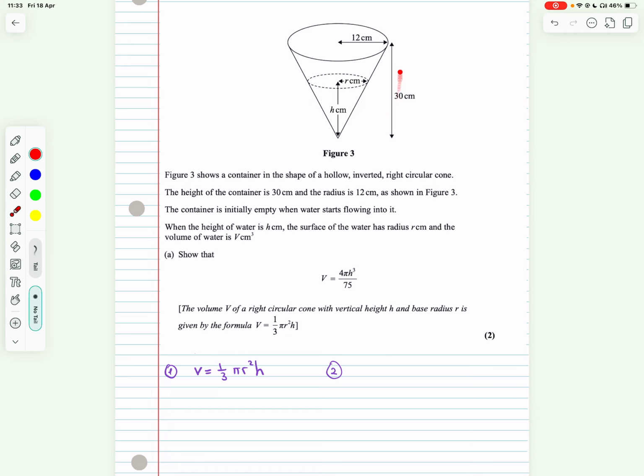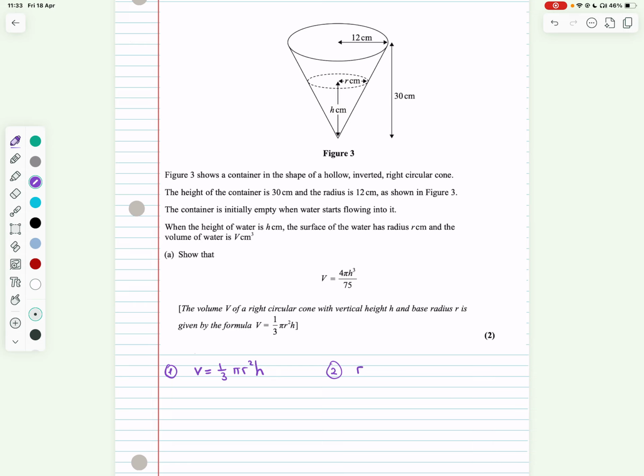So if you look at this cone, there are two cones here. We have a larger cone with the height 30 and radius 12, and a smaller cone with the height h and the radius r. According to the similarity rule, if I divide the corresponding lengths of these shapes, they're going to be equal, right?